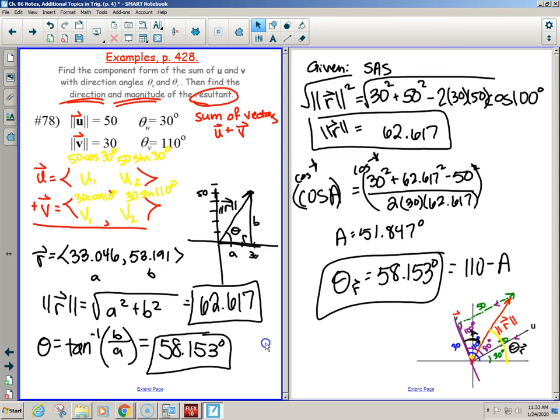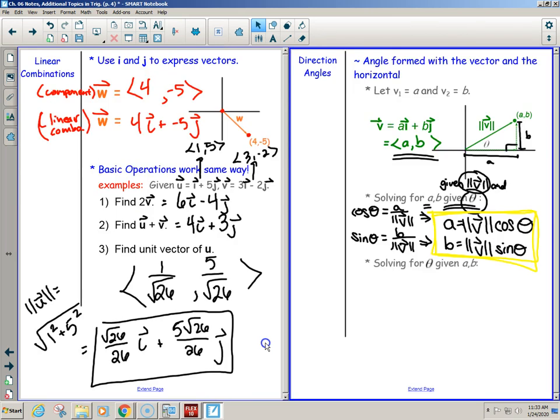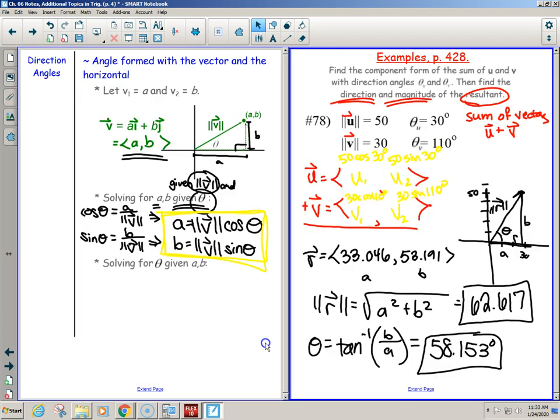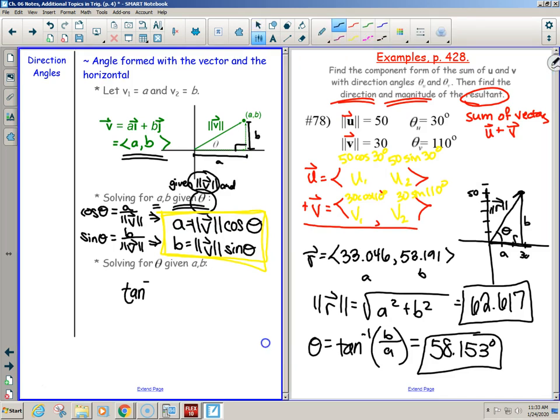Isn't there something else we haven't filled in yet? The other angle. What does this one say? How to solve for theta, given A and B. We can use tan inverse of B over A. And then, Emily, here's what you're asking.